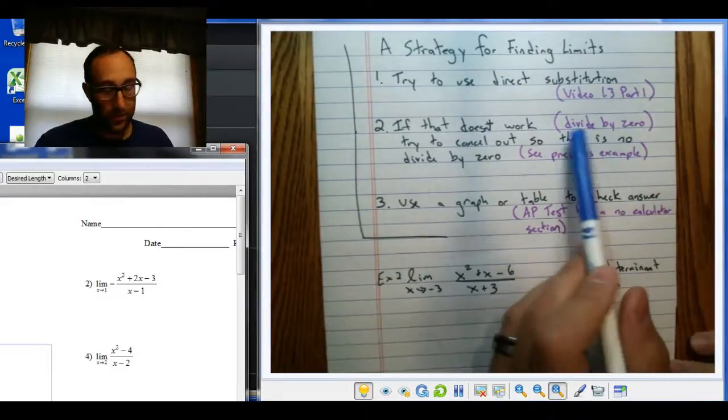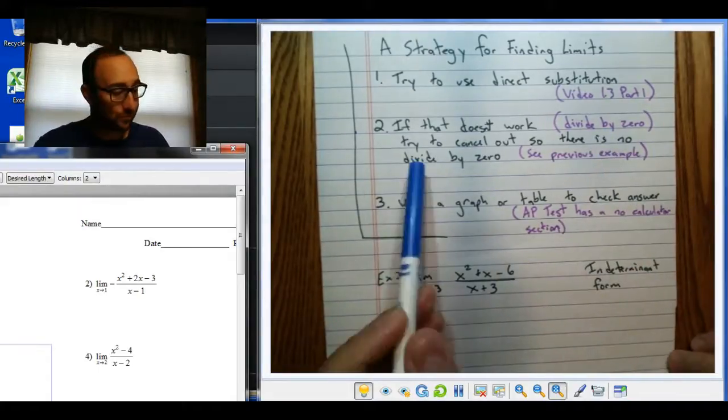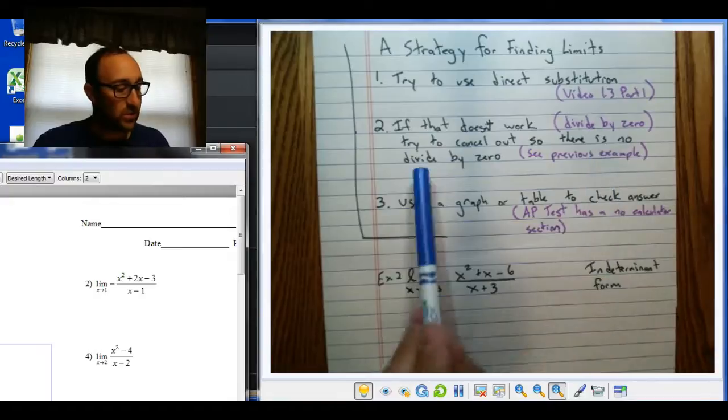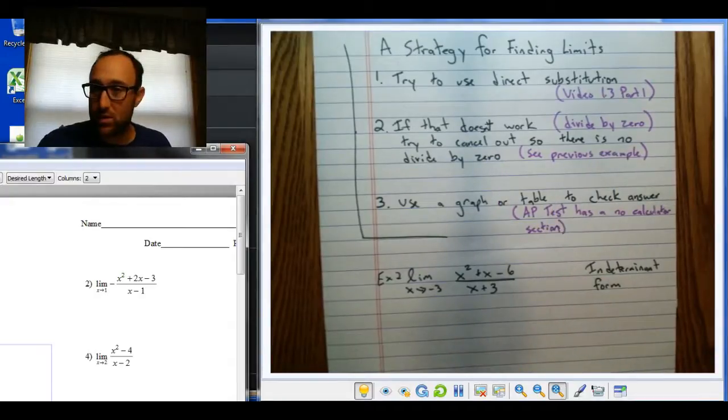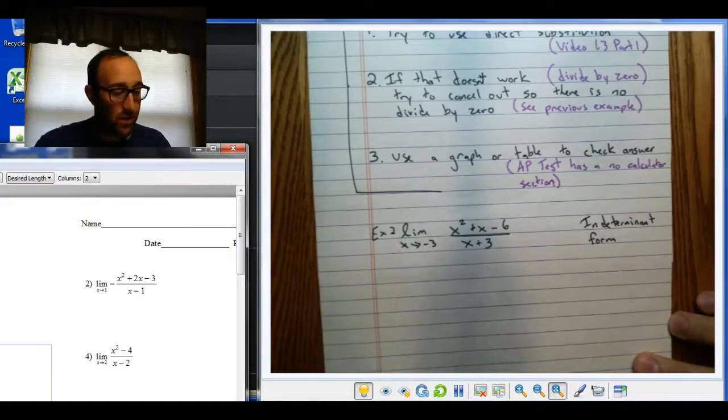If that doesn't work, let's say you get a divide by 0 error, or there's a 0 in the denominator, we have a problem. Try to cancel out so there is no divide by 0. That's exactly what we just did in our previous example. And then number 3, once you do that, you can use a graph or table to check your answer.